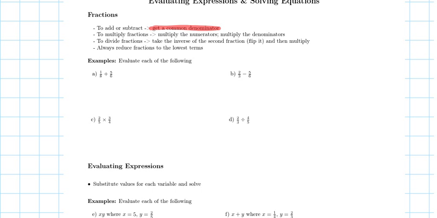When you're multiplying fractions, you just multiply numerator by numerator and denominator by denominator. When we're dividing, we have to invert the second fraction and then multiply. The important thing also to remember is that you always have to reduce your fraction to its lowest terms. Okay? You can't leave the fraction as is. Always you have to reduce. Let's look at some of these examples.